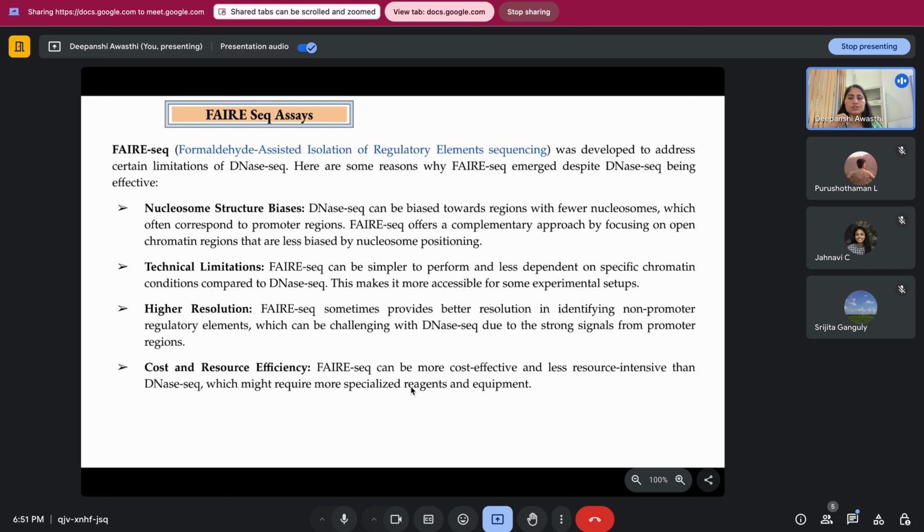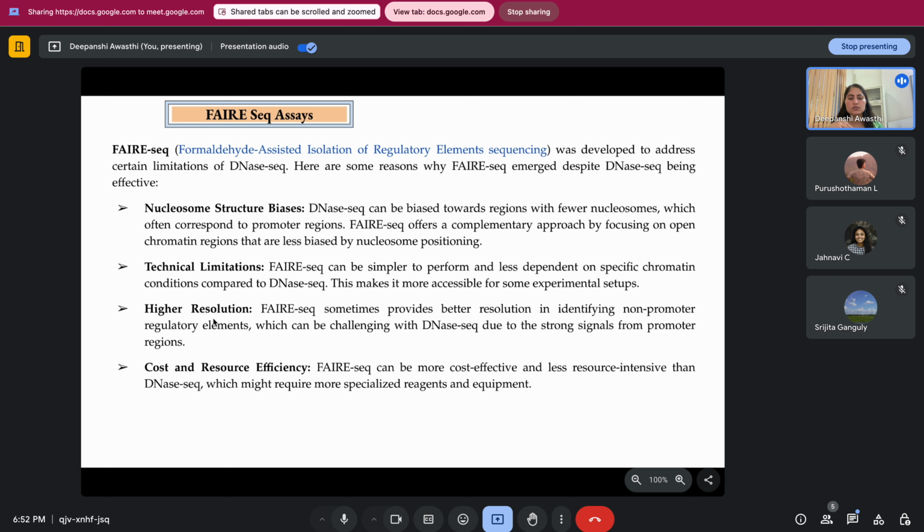And FAIRE-seq, as I mentioned, is the successor of DNase Seq. Why did it come up? Because DNase Seq was limited to the hypersensitive regions. That was one of the reasons. Then there is nucleosome structure bias. Then come technical limitations. FAIRE-seq is quite simple compared to DNase Seq, because in DNase Seq you have to be very precise and identify the hypersensitive sites very precisely, but in FAIRE you are not bothered about those sites, as you are looking at the entire genome and checking for freely accessible DNA. So that kind of limitation is not in FAIRE-seq.